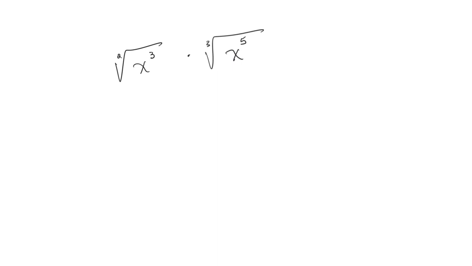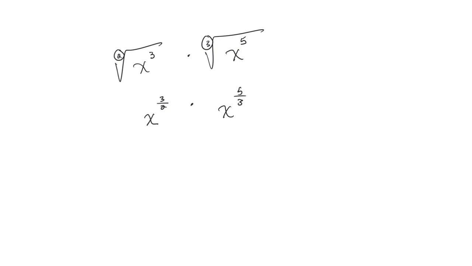Okay, if you're trying to multiply these radicals, notice that the indices are different. And so you can't, as they sit, multiply them. But you could change them to fractional exponents. So this would be x to the 3 over 2 times x to the 5 over 3.